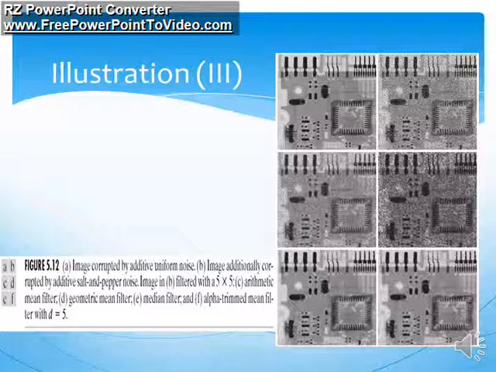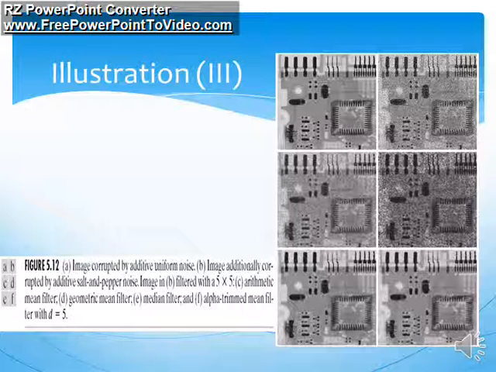So this is another illustration, example 3, where we can see six sets of images, and some of the images have very good quality and some have bad quality. That means some noise is there, and using some filtering technique we can get rid of those noises. So the first image is corrupted by additive uniform noise, and the second image, B, is additionally corrupted by additive salt and pepper noise.